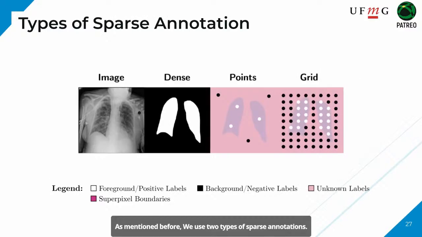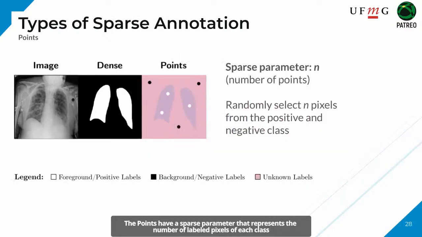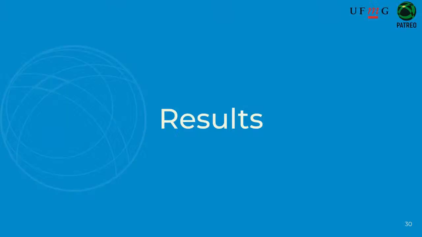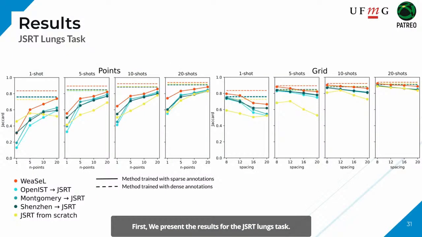As mentioned before, we use two types of sparse annotations. The points have a sparse parameter that represents the number of labeled pixels of each class, and the grid annotation has a sparse parameter S that represents the spacing in pixels in the grid pattern. First, we present the results for the JSRT lungs task.